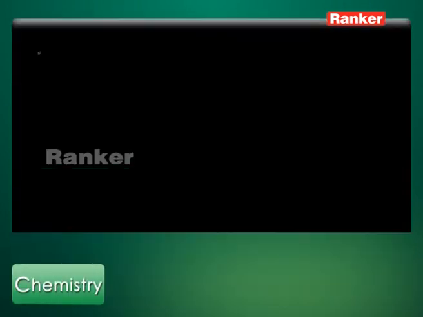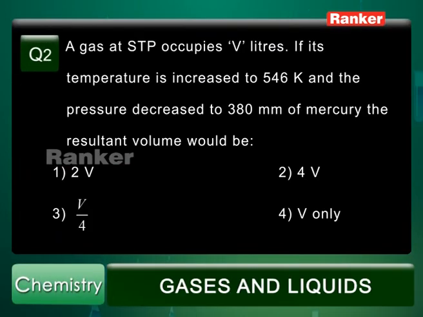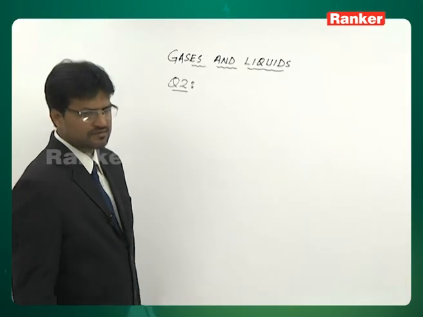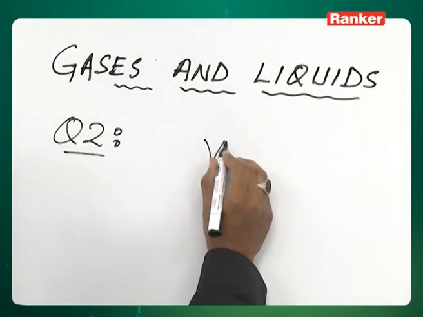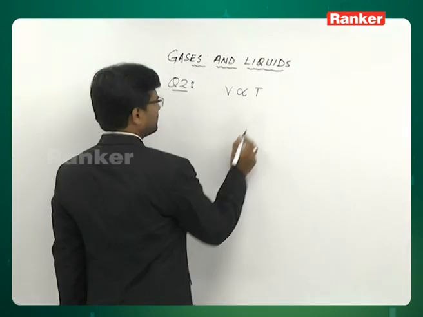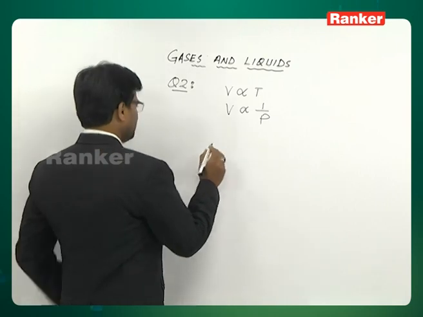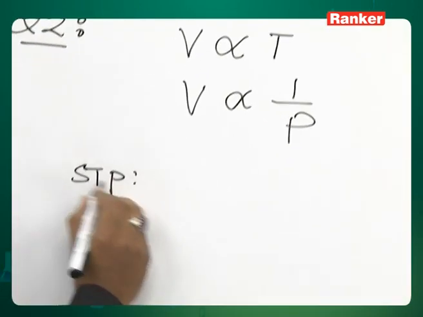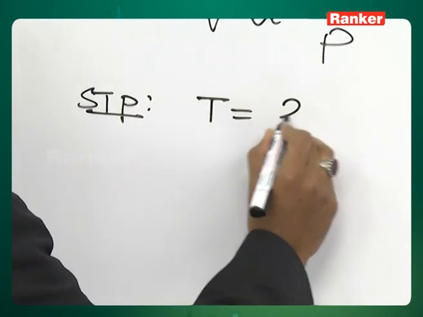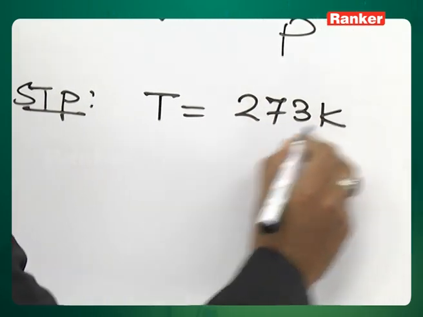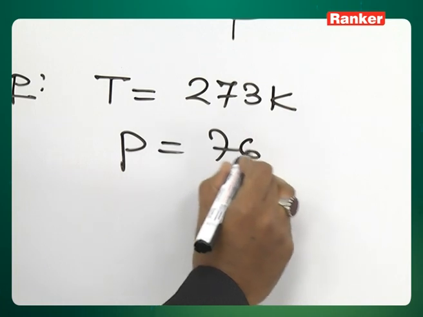Question number 2. A gas at STP occupies V liters. If its temperature is increased to 546 Kelvin and pressure is decreased to 380 millimeter of mercury, the resultant volume would be. Now, we know that volume is directly proportional to temperature and volume is inversely proportional to pressure. At STP conditions, temperature is 273 Kelvin and pressure is 760 mm.